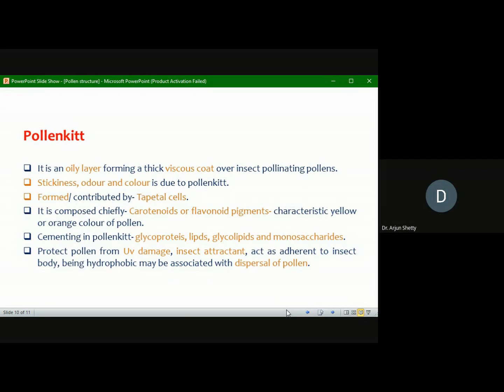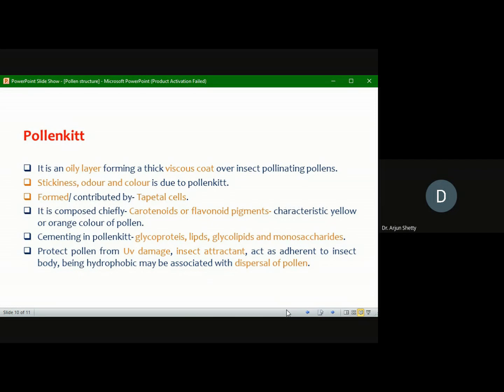And it is an insect attractant. The main role of the pollen kit is to attract the insect to come for entomophilic pollination. It also acts as an adherent to the insect body. And this is quite hydrophobic in nature. Because it is hydrophobic, it can get attached. If there were any hydrophilic property, then it might get solubilized.